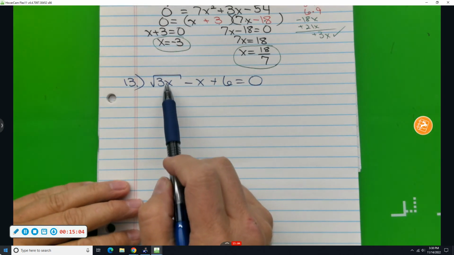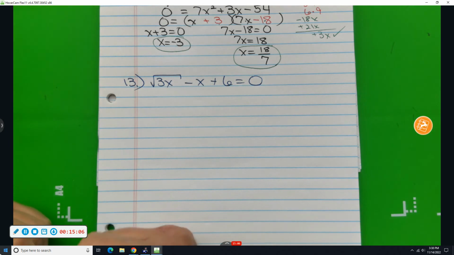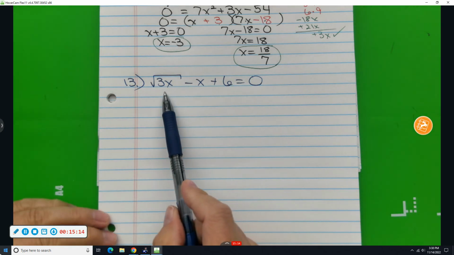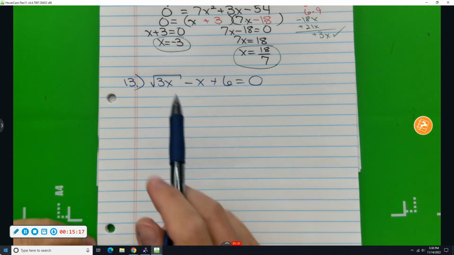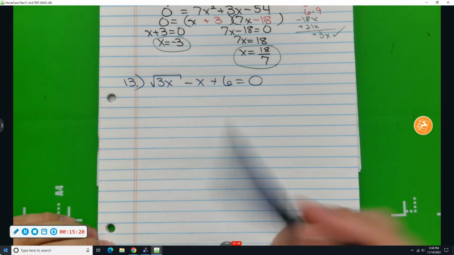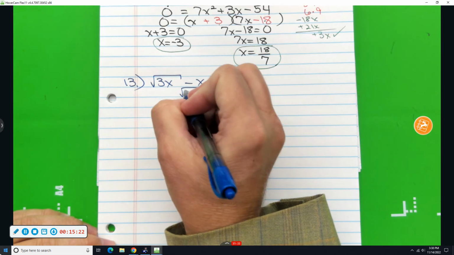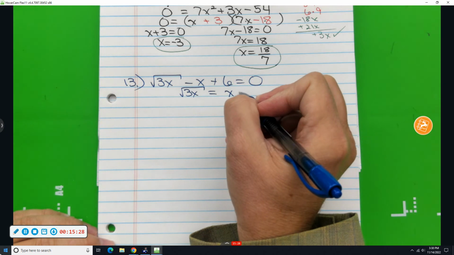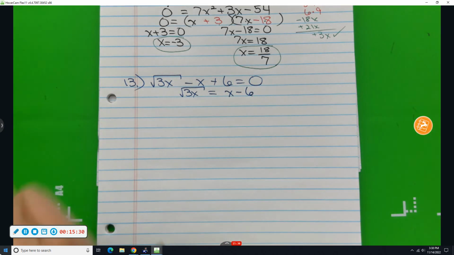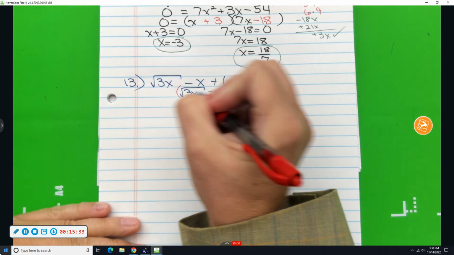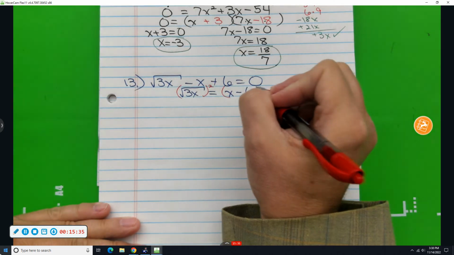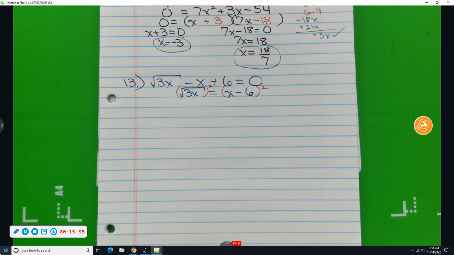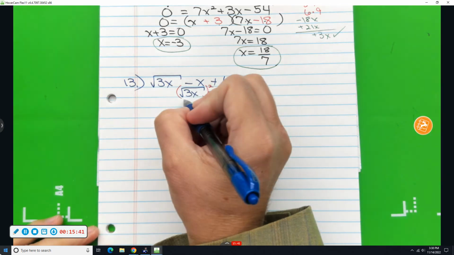With a square root equation or any sort of radical equation, you have to isolate a radical before you start raising both sides of an equation to a power. The only radical we have is that square root of 3x. So we'll isolate that by moving over these terms. That'll give us the square root of 3x is equal to x, and what have we got here? A minus 6. And then we square both sides. The square root of 3x squared is just a 3x.